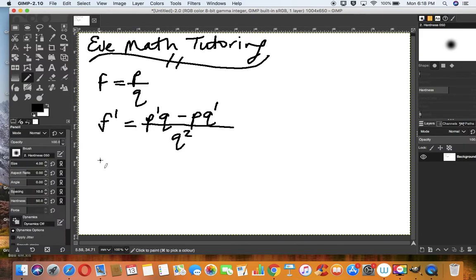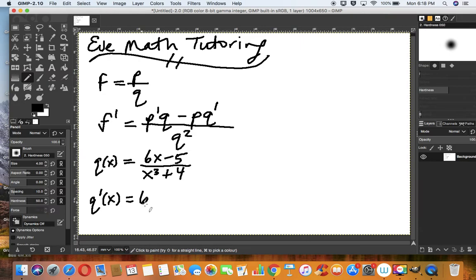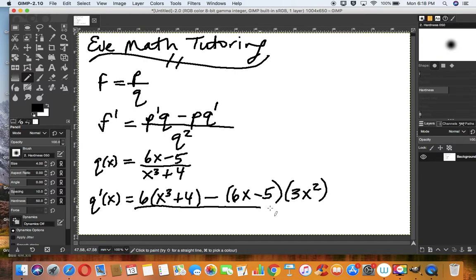Well, say I have q of x equals 6x minus 5 over x^3 plus 4. Well, then q prime of x is equal to p prime, which is 6, times q, which is x^3 plus 4, minus p, which is 6x minus 5, and I keep it in brackets, times the derivative of q, which is 3x^2 plus 0, all over x^3 plus 4 all squared, which is q squared.